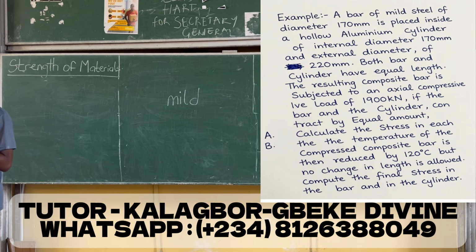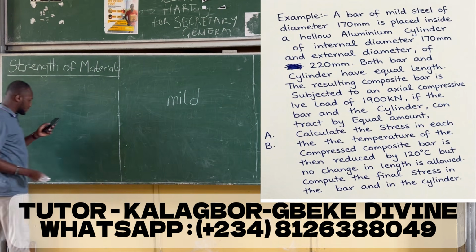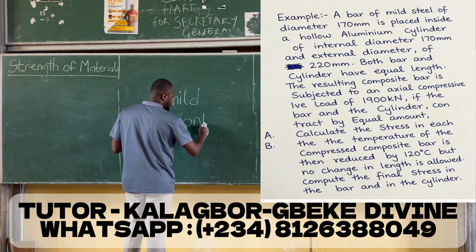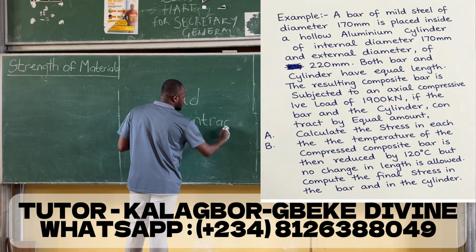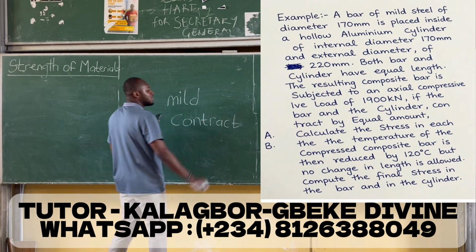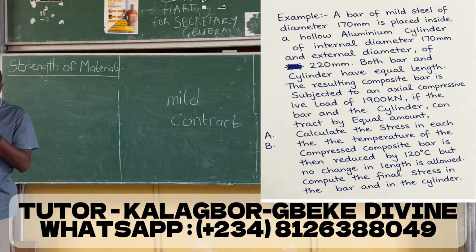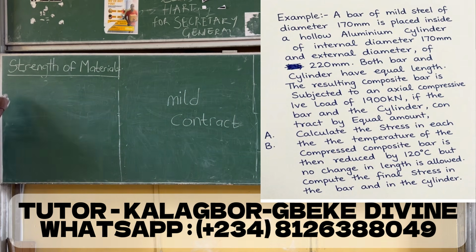if the bar and the cylinder contract by equal amount. That's contract, that they reduce by equal amount. Contract. Let me spell it on the board. Contract by equal amount. Are you there? Yes. If they contract by equal amount, A, calculate the stress in each.